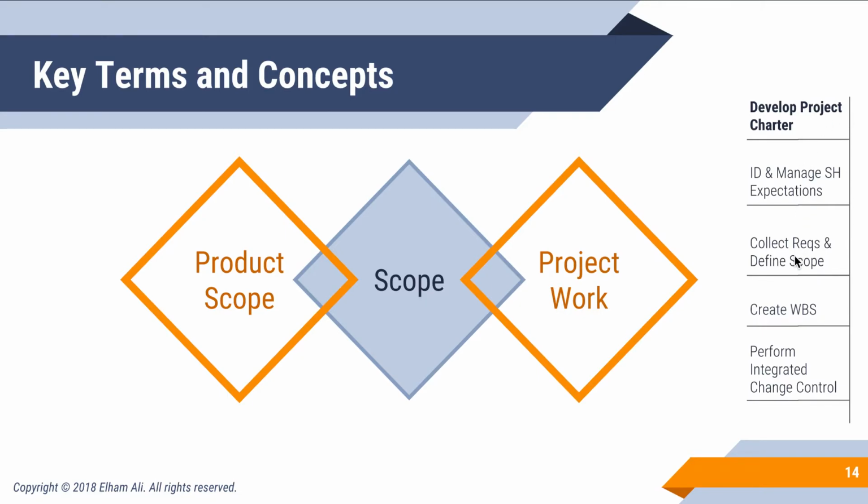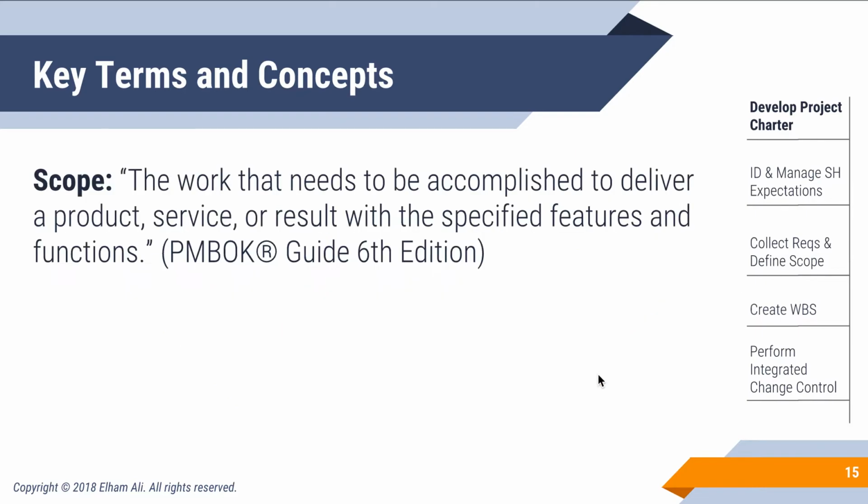So scope in itself is an interesting concept where it has to balance two important terminologies. One is product scope, and the second is project work. Often they're confused with each other, but they're very distinct. So let's first understand what scope is. It's basically the work that you need to accomplish in order to deliver a specific product, service, or result in accordance with your deliverables, features, and functions.